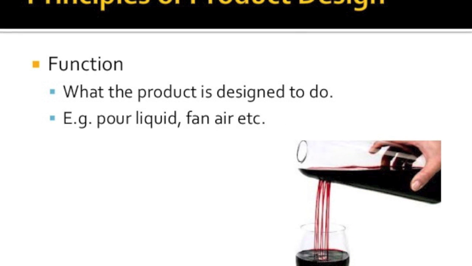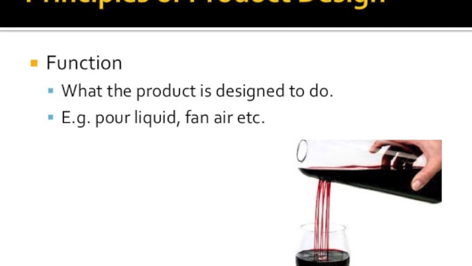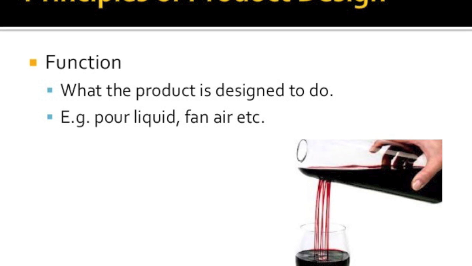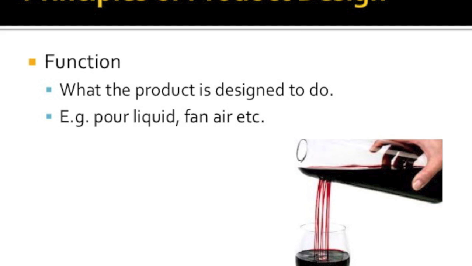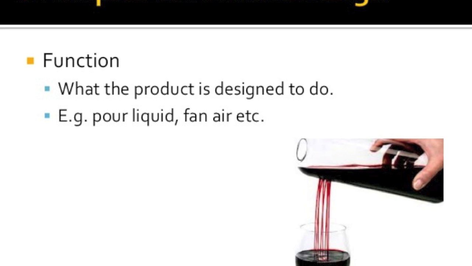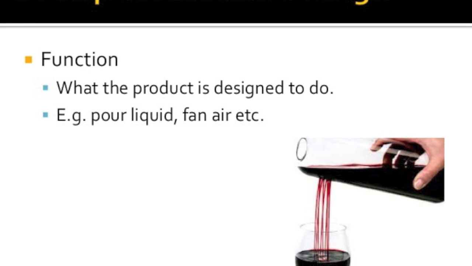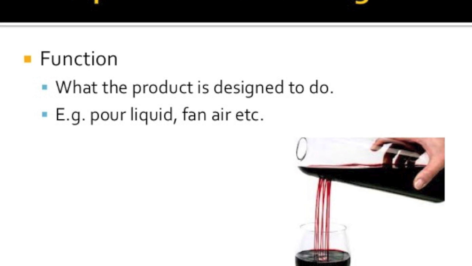The second principle is function. Essentially, that's the main important part of what a product is. What is it made to do? When we're talking about different products, you can basically look around you right now, wherever you're sitting listening to this lesson, and think about what each one of those products is designed to do. That is the product's function.